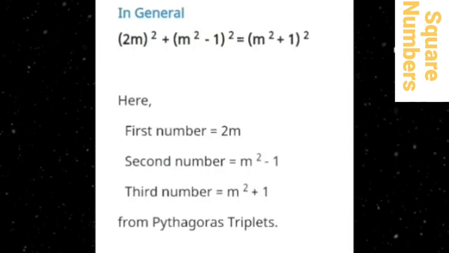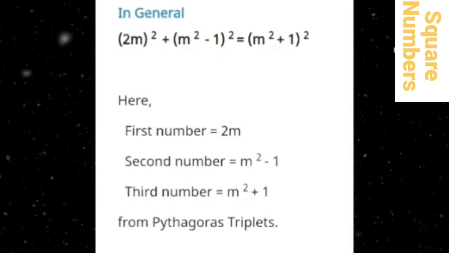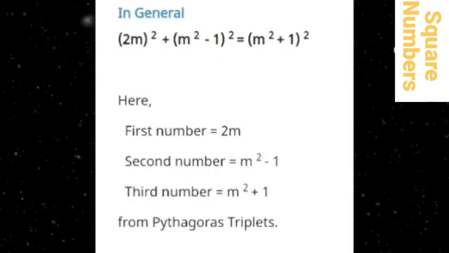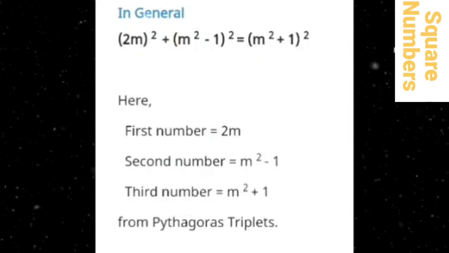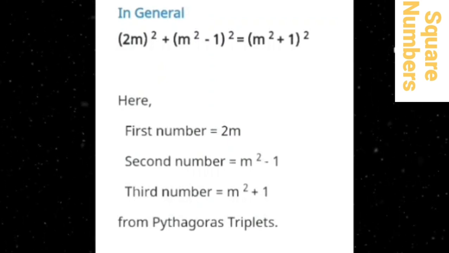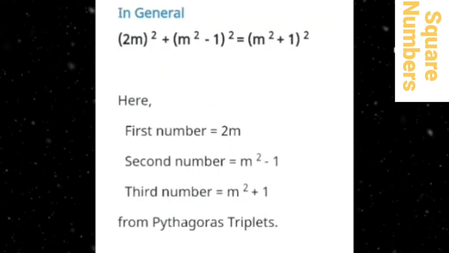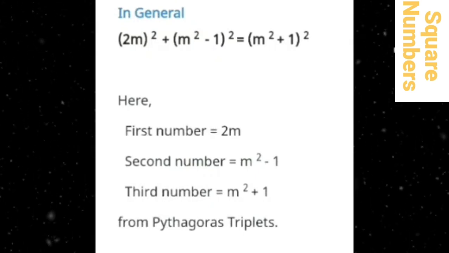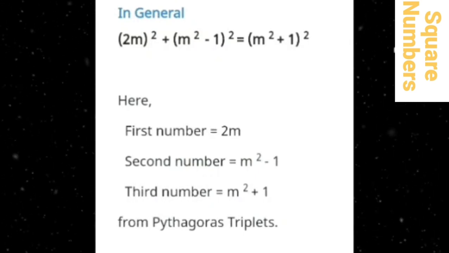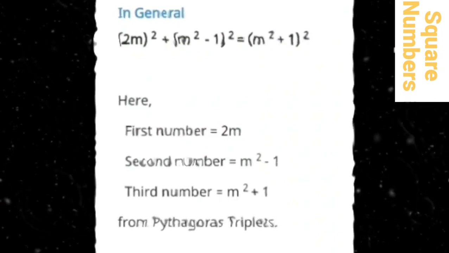Also in general, a Pythagorean triplet is in the form of (2m) square plus (m square minus 1) whole square, which will be equal to (m square plus 1) whole square. Clear? Where the first number is 2m, the second number is m square minus 1, and the third number will be m square plus 1. Also m square plus 1 will be your hypotenuse as it is the longest side.